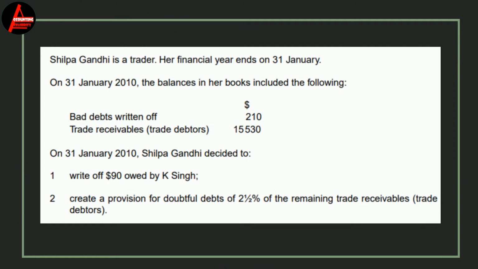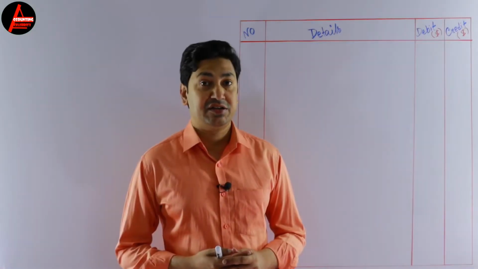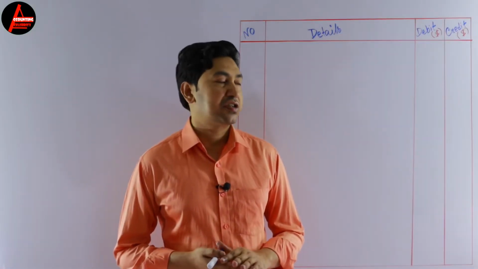Shilpa Gandhi is a trader. Her financial year ends on 31st January. On 31st January 2010, the balances in her books included the following. So here some balances are given. First one is bad debt written off $210. Then trade receivables or trade debtor or accounts receivable, whatever you call it, is $15,530.